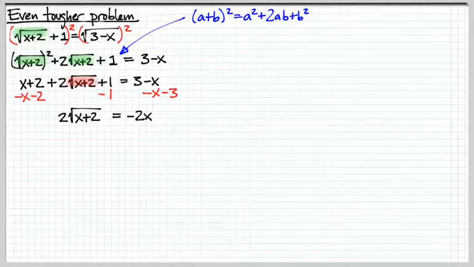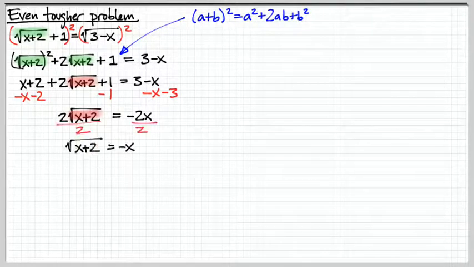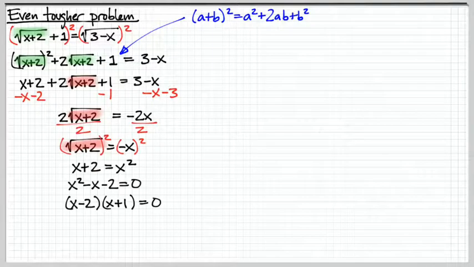So we subtract x from both sides, 2 from both sides, 1 from both sides. And now we get down to this. We need to now divide by 2, because again we want to isolate this piece all by itself. So now we've isolated it, and now we can square both sides. We square both sides and continue on.